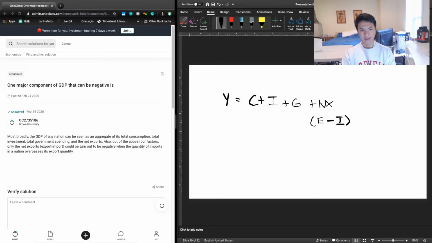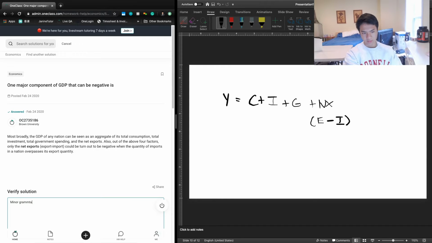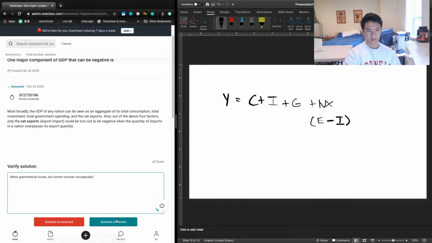So let's take a look. So they say more broadly, the GDP of any nation can be seen as the aggregate of its total consumption, total investment, total government spending, and net exports. Out of the above 4 factors, only net exports, given by exports minus imports, could turn out to be negative when the quantity of imports in a nation overpasses its export quantity. And so that's correct. We can say minor grammatical issues, but correct answer conceptually. And that is going to cover the correct solution.